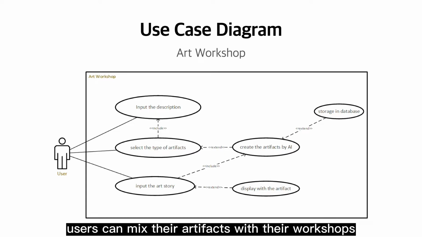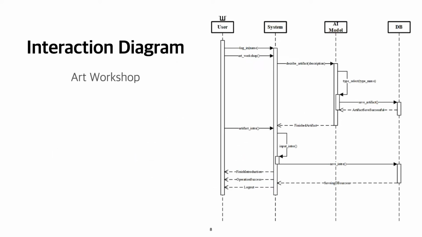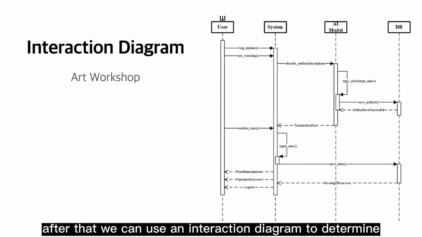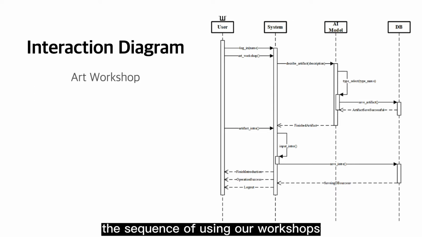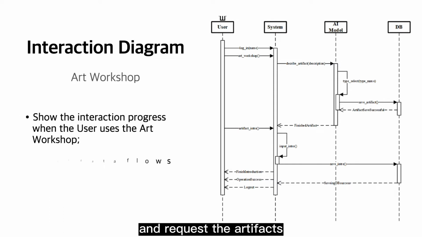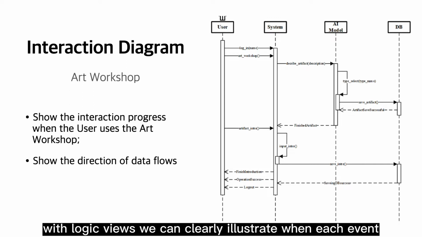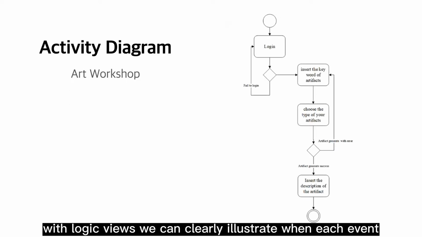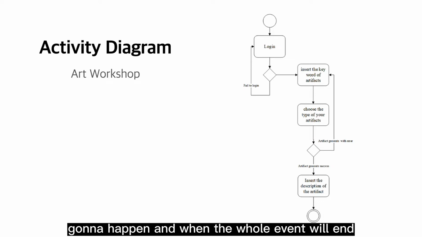Users can make their artifacts with the art workshops by using their own descriptions and innovation. After that, we can use an interaction diagram to determine the sequence of using art workshops and what kind of information we would like to input, keywords and request the artifacts. With logic views, we can clearly illustrate when each event is going to happen and when the whole event will end.